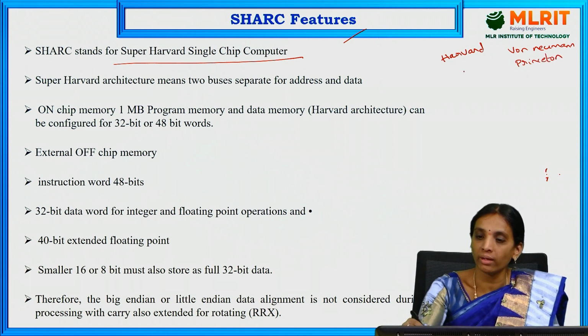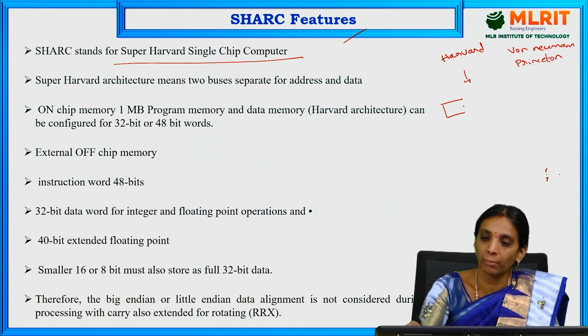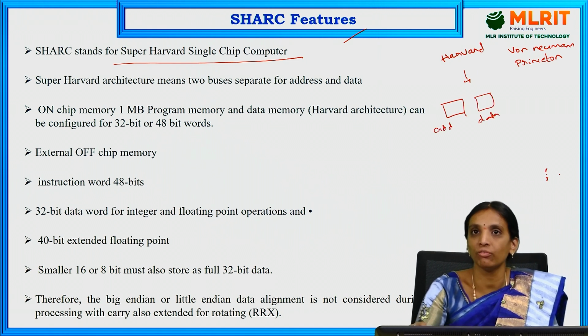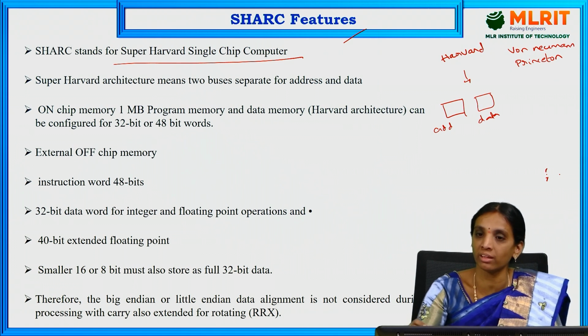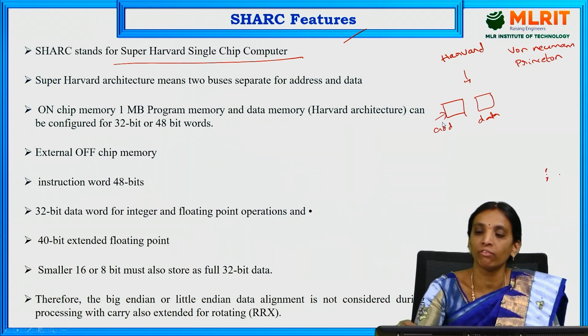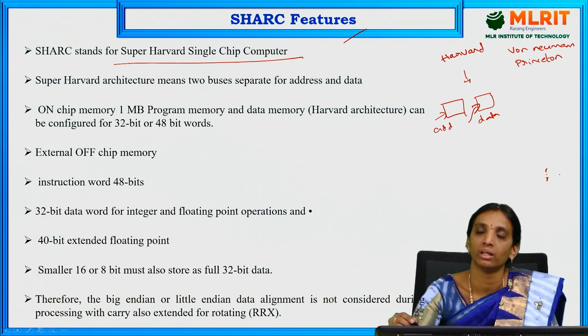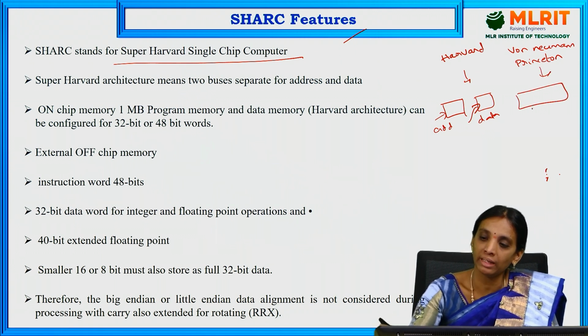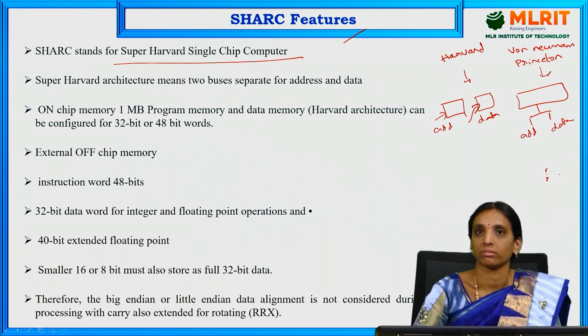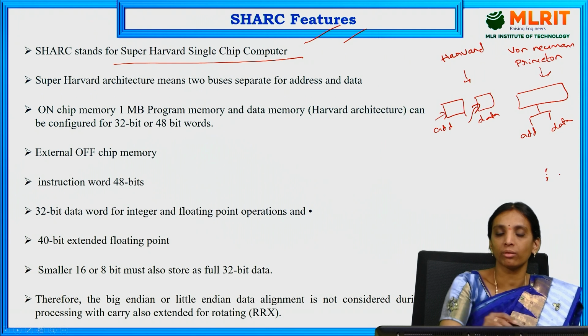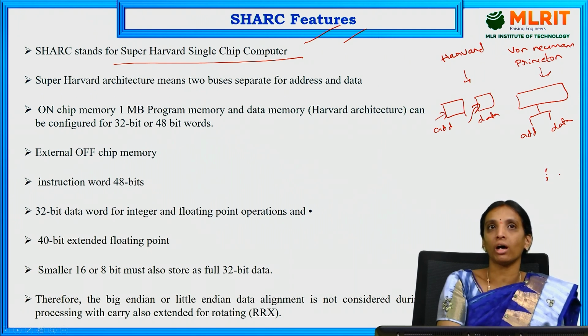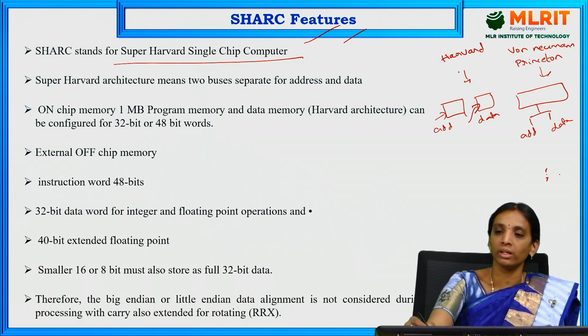So in Harvard architecture, two types of memories are used for address and data. That means for storing the addresses which are used in the instructions, we have a separate memory, and for storing data, we have a separate memory. But in von Neumann or Princeton architecture, the same memory can be used for both address and data. So this SHARC processor, the Super Harvard Single Chip Computer, uses the Harvard architecture.